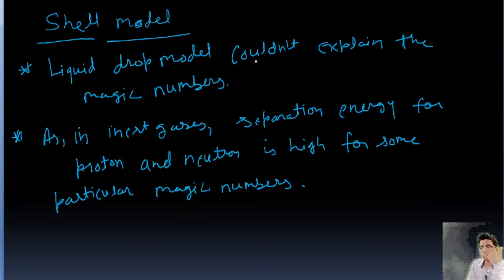The liquid drop model couldn't explain the magic numbers. As in inert gases, the separation energy for the proton and neutron is high for some particular magic numbers, and that's why the liquid drop model is not able to explain the magic numbers. Okay, so now I'm going with a very important thing. I'm going to write, for examination purposes, the shell model configuration. Okay, and there is a trick. I'm going to write that trick.